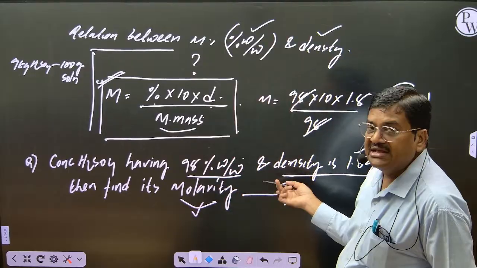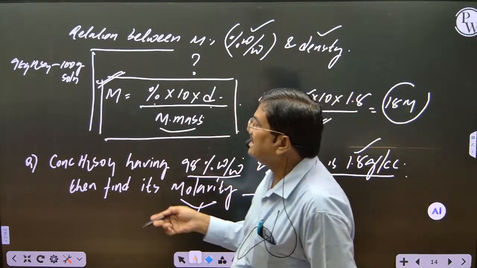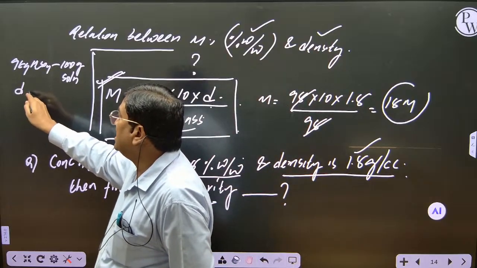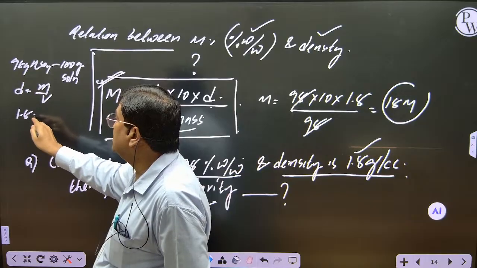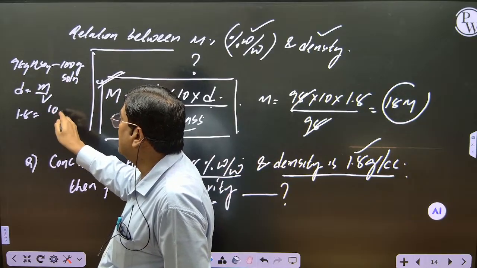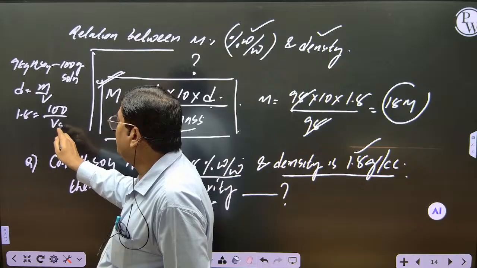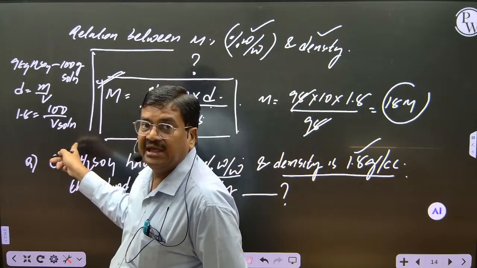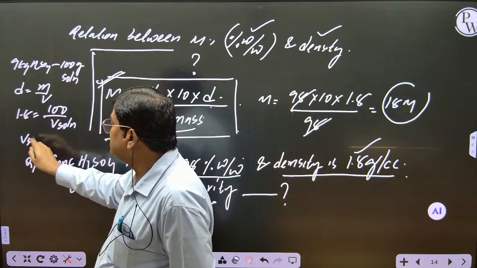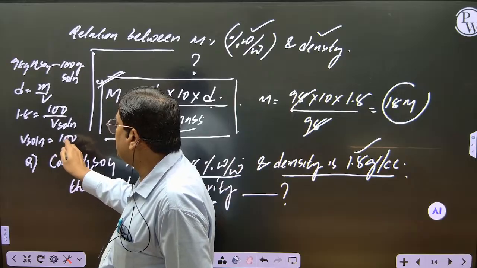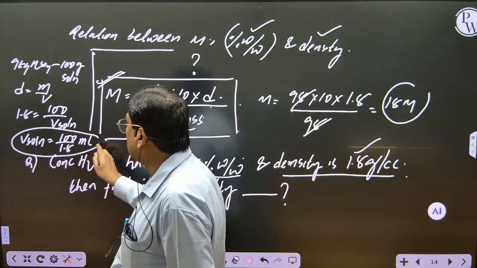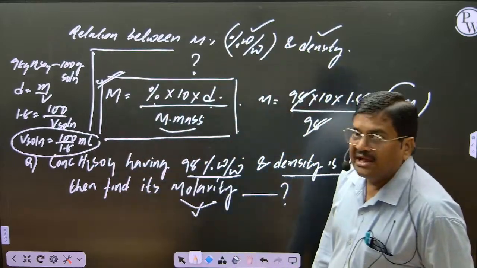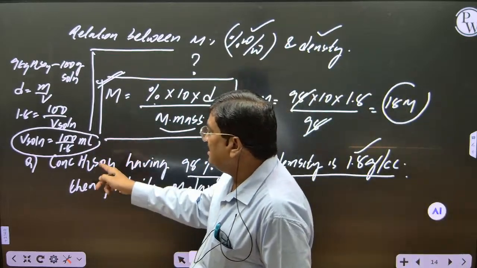Density is given, so it has something to do with density. Density is given by what? Mass by volume, no? So density is given as 1.8. What is the mass of solution? We know it is 100 by V, where V is the volume of solution I am finding. Now the volume of solution is coming 100 by 1.8, no? In what unit will this be? Milliliter. Getting the idea, all of you? This volume I got is 100 by 1.8.